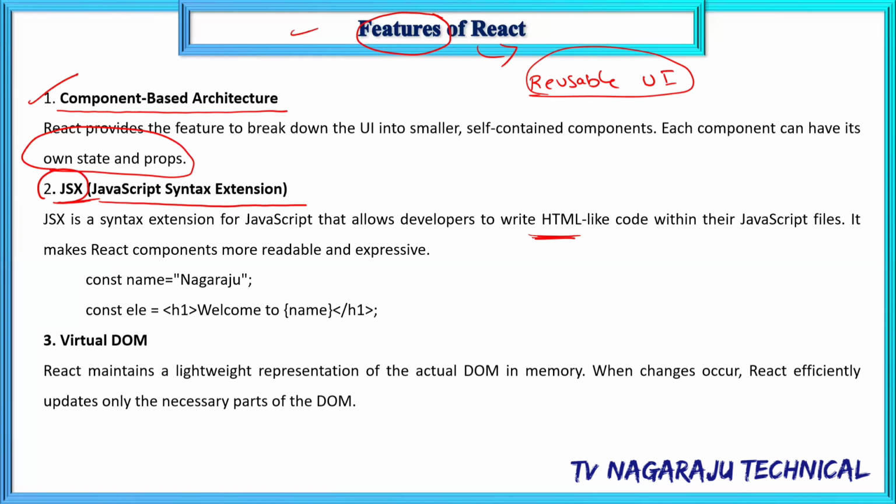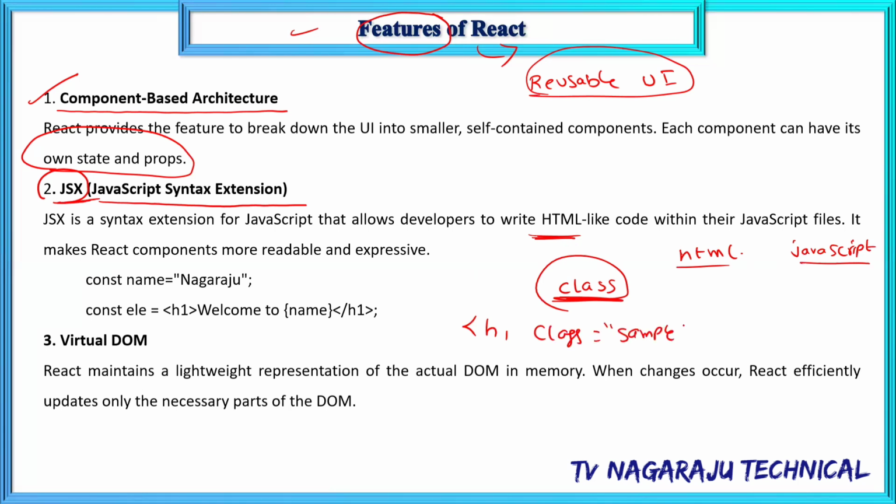Very simple. In React, you are writing some HTML code, but React is a JavaScript library, so that is code related to JavaScript also. And one class is there. I think everyone knows the HTML selector, the class selector. For example, h1 class equals sample. What is the meaning? The properties of the class sample are applied.